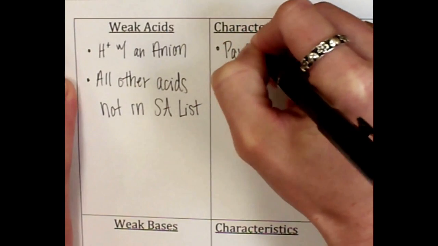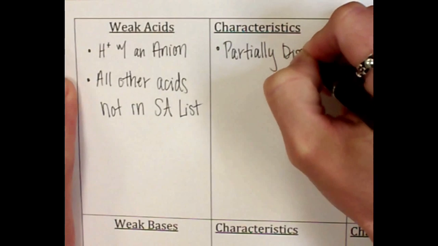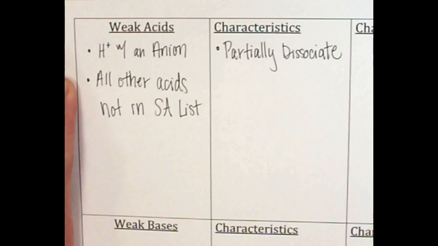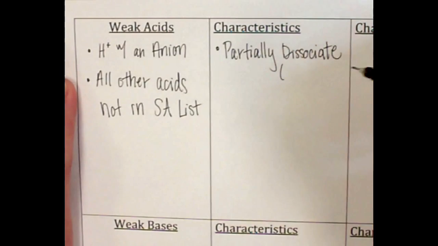Some characteristics of a weak acid: first of all, they only partially dissociate. Do you remember what dissociate means? Does that have something to do with something splitting apart? Yeah, they're coming apart. So they only partially come apart. That's all that is. Do you think we should write coming apart underneath there? Yeah, let's do that. Come apart or pull apart?